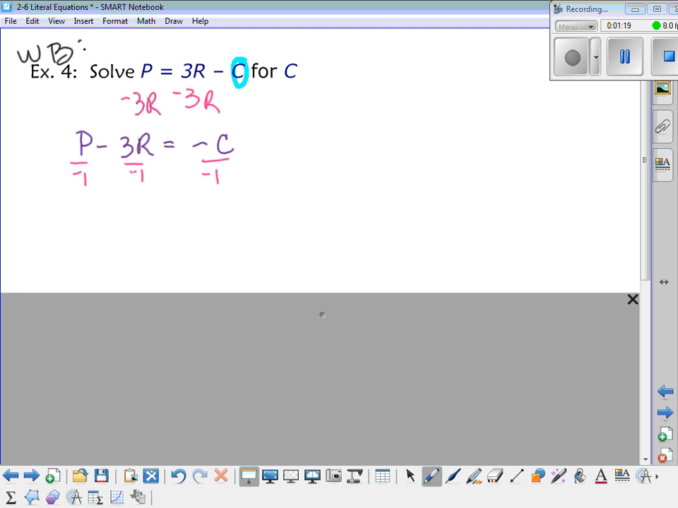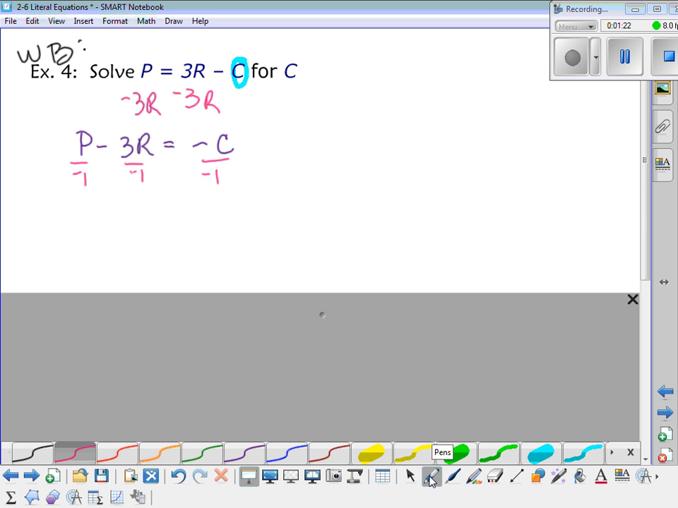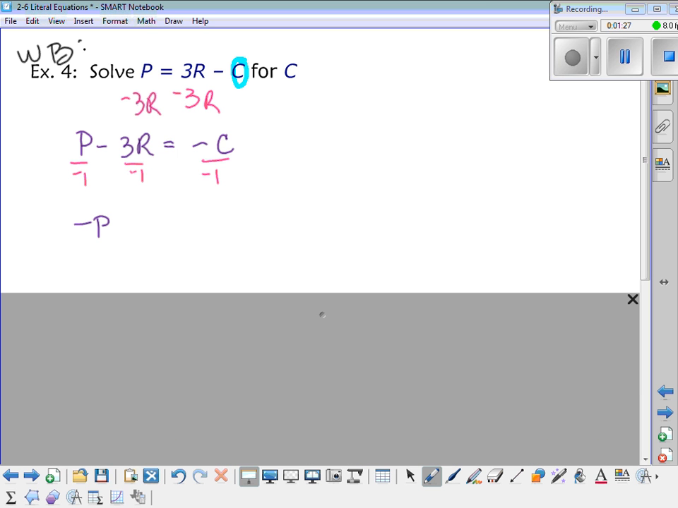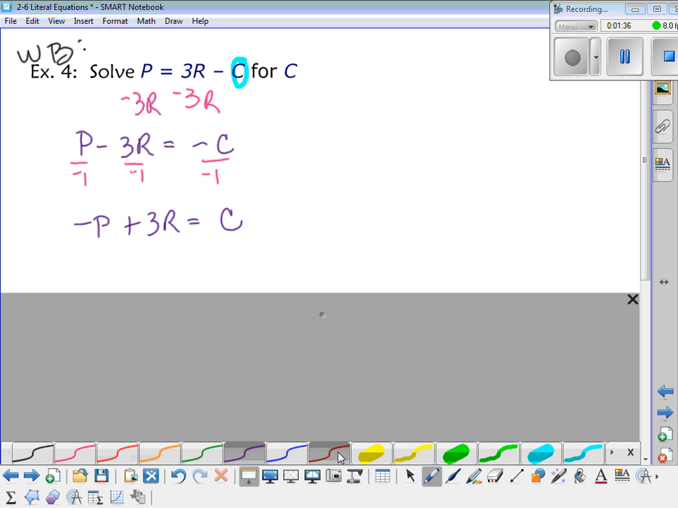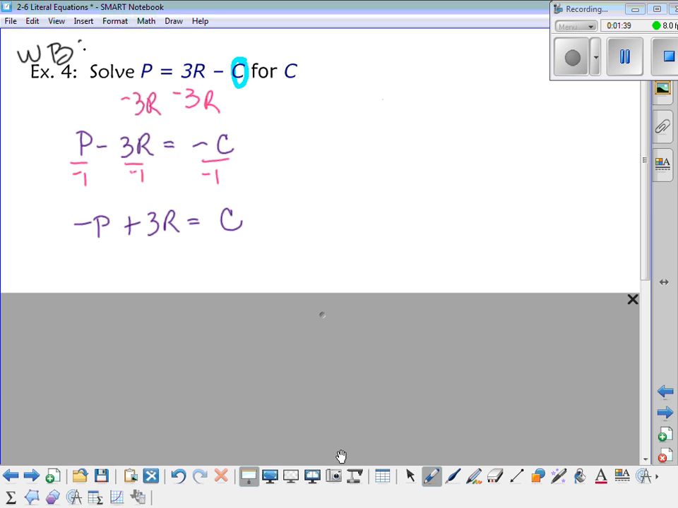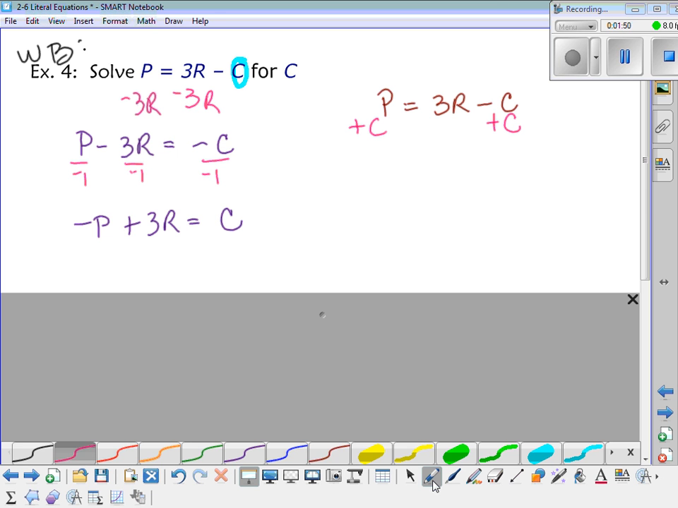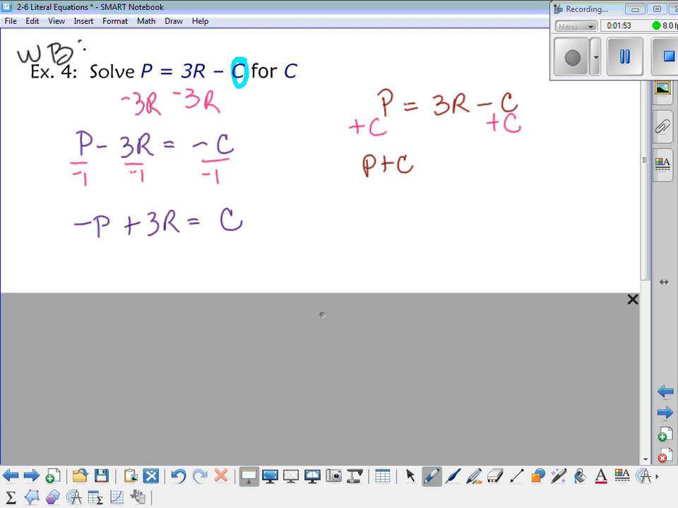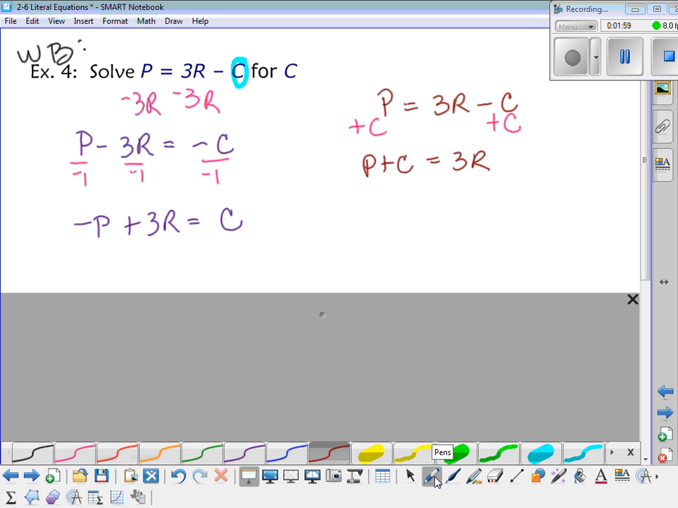And so when you do that, you end up with negative p plus 3r equals positive c. Now another way that you could have done it, and some people did choose to do it, was instead of starting with subtracting the 3r, they chose to add the c to both sides, and that way they get rid of that negative right away. So when you do it that way, you have p plus c is equal to 3r, and then you would subtract the p from both sides.